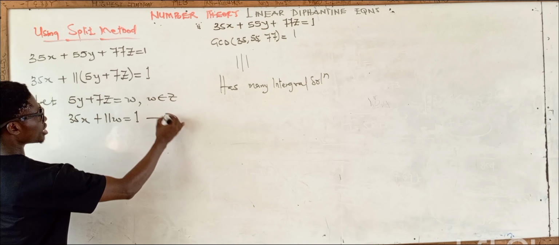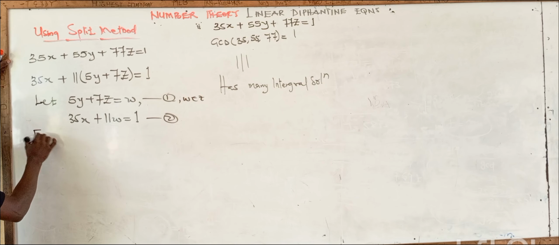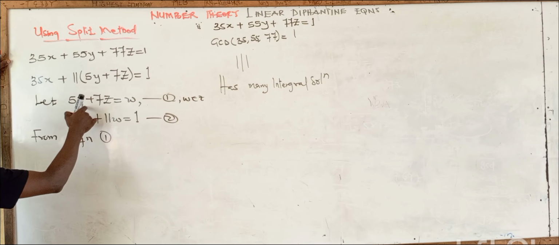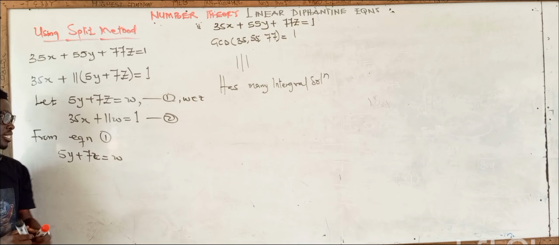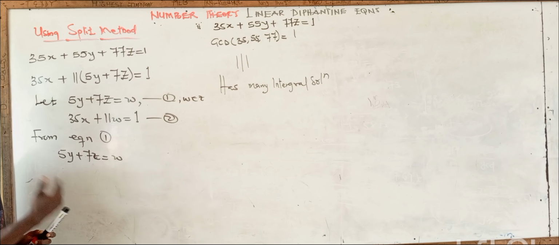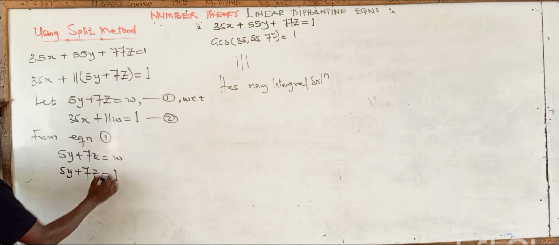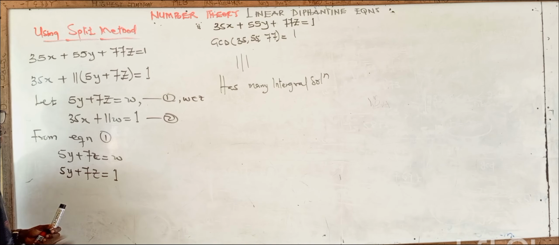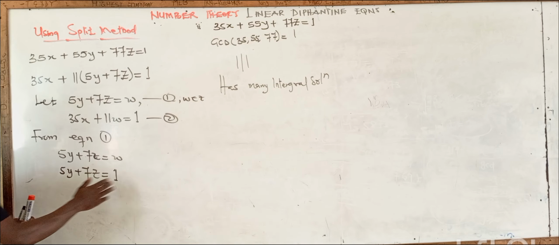Let's call this equation 2, and let's call the other one equation 1. Now from equation 1, we have 5y plus 7z equal to w. Now we can equate that w to 1, because 1 is a factor of every number. So we have 5y plus 7z equal to 1. The answers that we are going to get, we will multiply by w, because at the initial stage we are saying that the whole of this is equal to w, but we are equating it to 1 because 1 is a factor of every number. Very easy and simple.